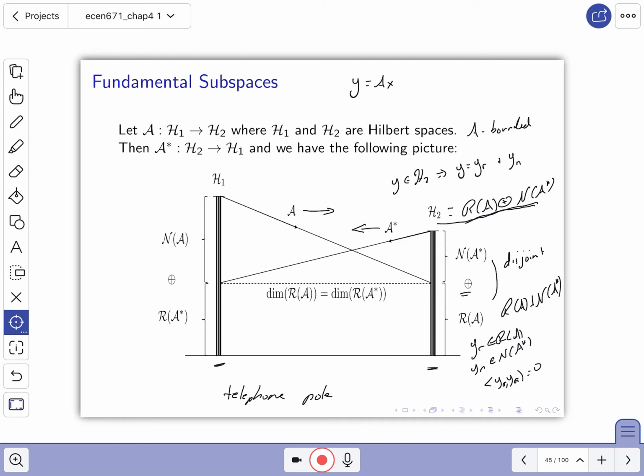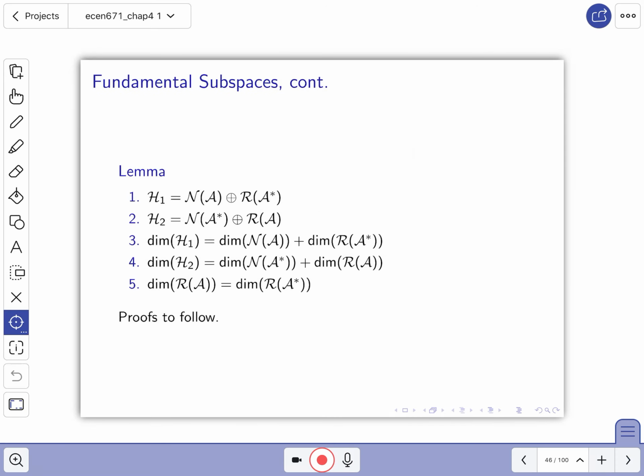Most of this lecture is going to be proving all of these statements, by the way. I'm just telling you the result at the end. We're going to go about proving that the dimensions of these range spaces are equal and that H1 and H2 can be decomposed as I'm telling you. This is a summary of the things that we're about to show. Again, as a restatement, H1 is the null space of A, orthogonal decomposition with the range space of A star. H2 is equal to the orthogonal decomposition of the null space of A star and the range space of A.